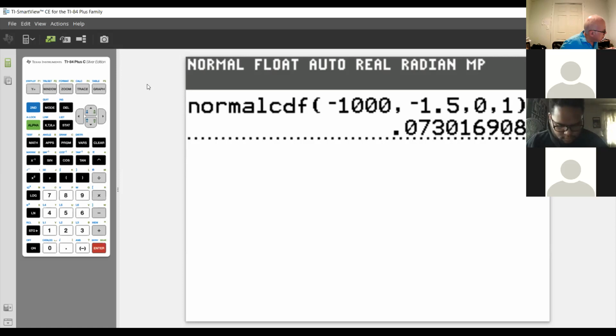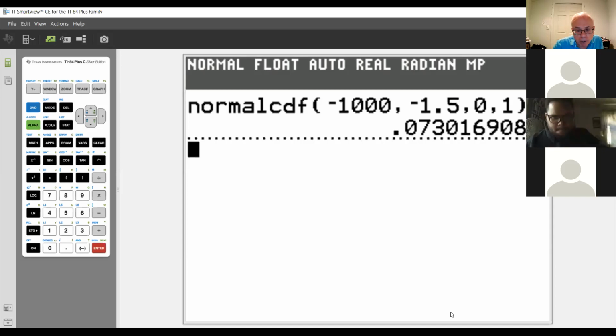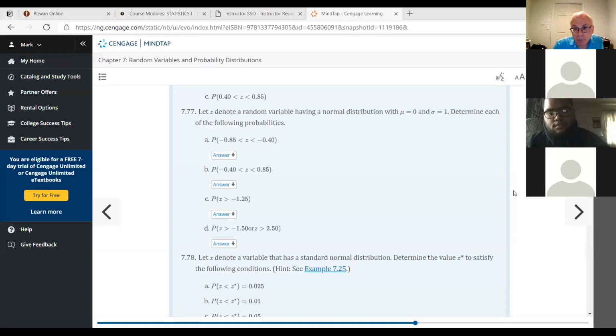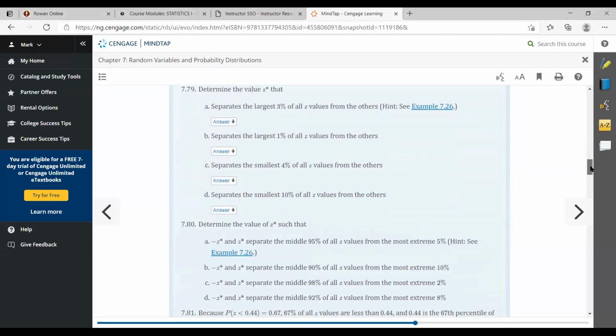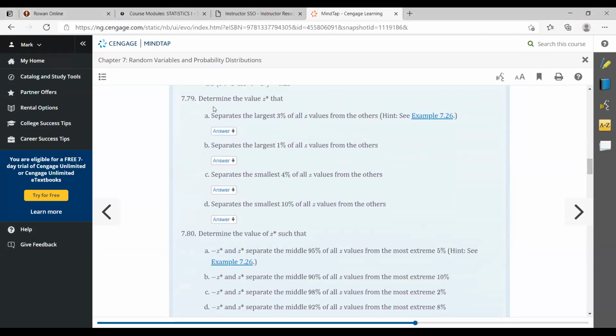All right, let's go to 7.79 now. We're looking at problems where we're going to be working in reverse. Remember when we talked about working in reverse? So 7.79. They ask us to determine the value z star. Why do they call it z star? Because it's a value of z that we're trying to find. Because they want to differentiate it from the letter z, they call it z star.